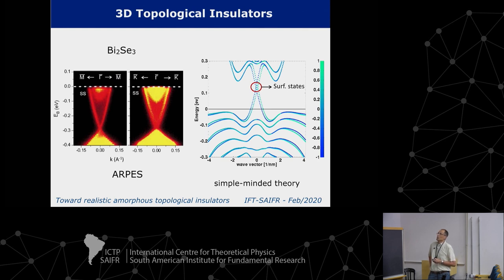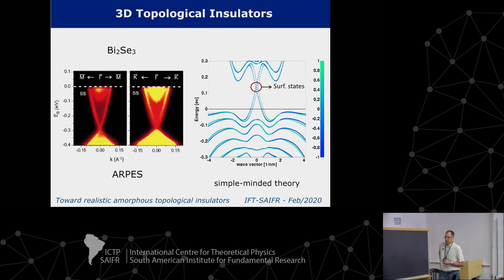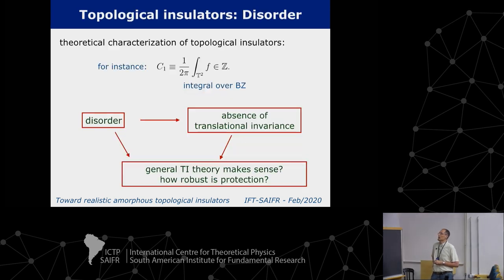in different materials. For instance, this is bismuth selenide. Bismuth is heavy, has a strong spin orbit coupling, and it's responsible for that. And people have measured ARPES, the band structure works fine. Conductance experiments are tricky here. Okay, so we have done some work in that as well.